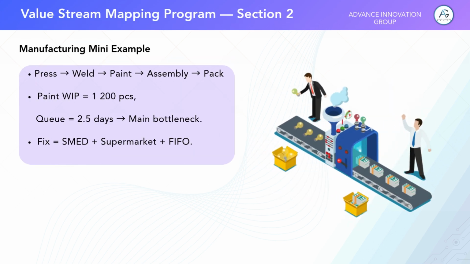This is a mini example of a manufacturing value stream. The process moves from press, weld, paint, assembly, pack. We notice that the paint stage has 1,200 pieces of WIP and a 2.5-day queue, making it the main bottleneck. To fix this, we can apply SMED to reduce setup time, use a supermarket system for controlled WIP, and implement FIFO to ensure smoother and more balanced flow.